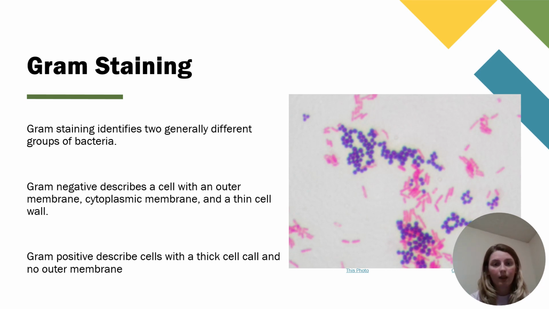Gram staining. Gram staining identifies two generally different groups of bacteria. Gram-negative describes a cell with an outer membrane, cytoplasmic membrane, and a thin cell wall. Gram-positive describes cells with a thick cell wall and no outer membrane. And this is just a picture of gram staining showing how it identifies two different groups of bacteria. This shows two different groups of bacteria under a microscope, indicating the purple and the pink.